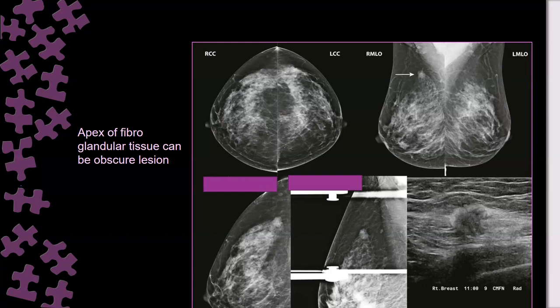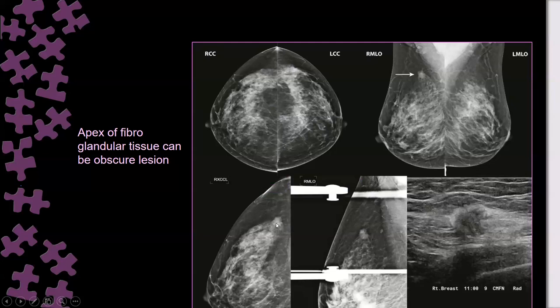Yeah, we said these areas are usually picked up on MLO but missed on the CC view. So which view is this? It is obvious from this paddle. It's spot compression. Yes, this is spot compression. Now it is more like a mass, the lesion. So is this part of the extended views? Extended medial or extended lateral? Extended lateral, yes.